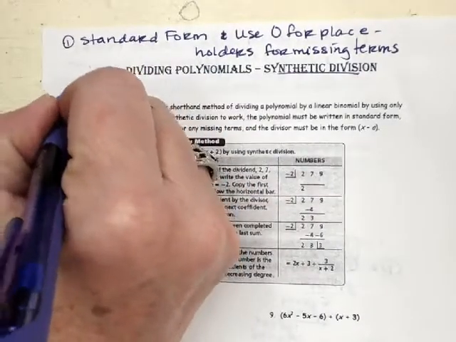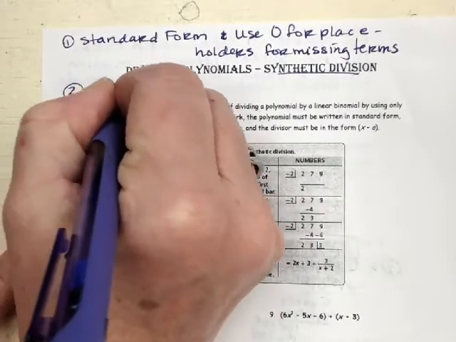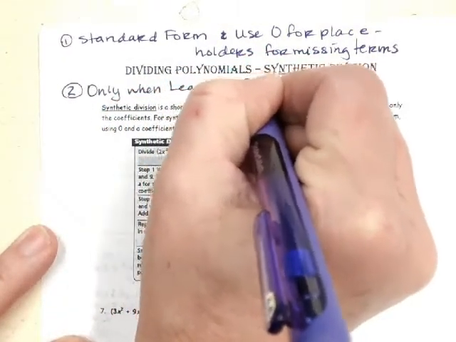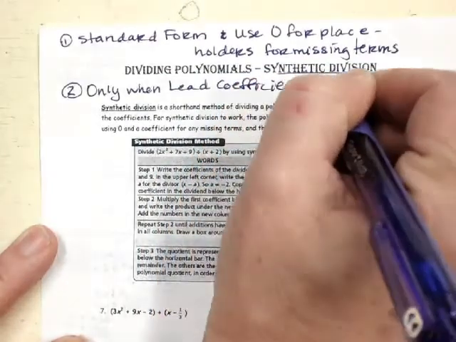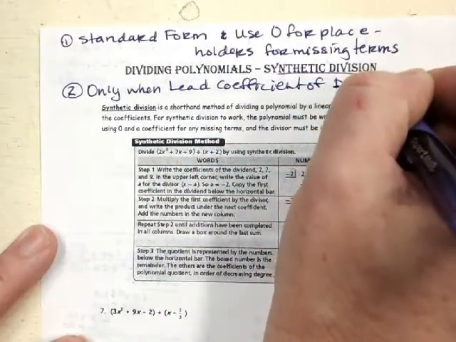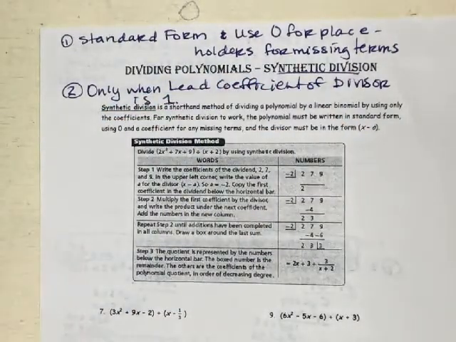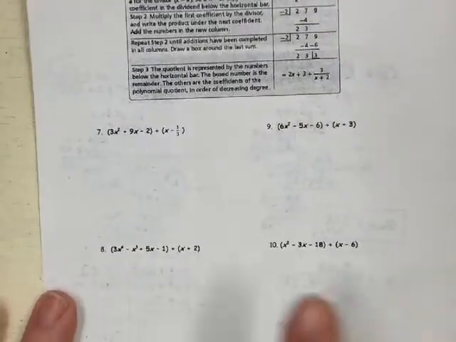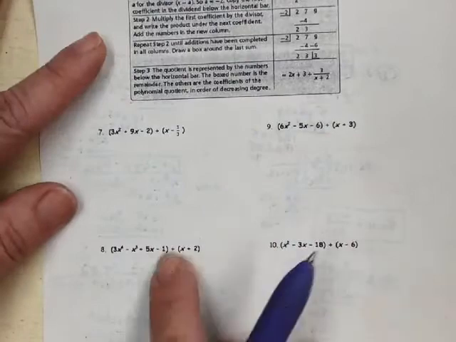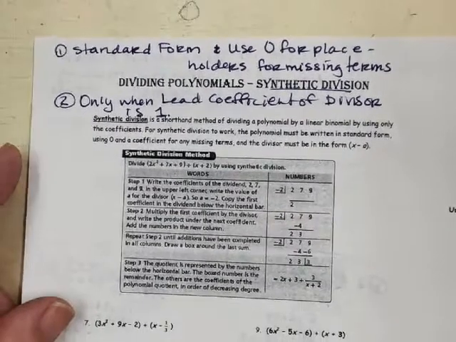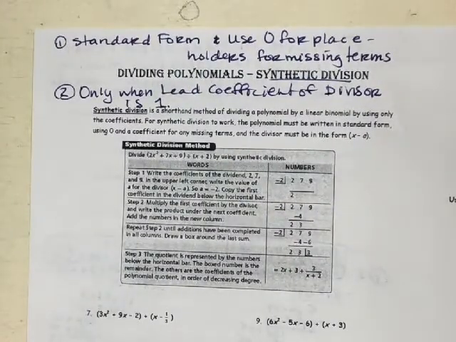The biggest thing is you can only use this when the lead coefficient of the divisor, that's the thing you're dividing by, is 1. And if you look at the 4 examples that I have here, there's a 1 in front of that x, a 1 in front of that one, a 1 in front of that one, a 1 in front of that one. And so that's the difference in being able to use the synthetic division and the long division. If that lead coefficient on the divisor is not a 1, you have to do long division.